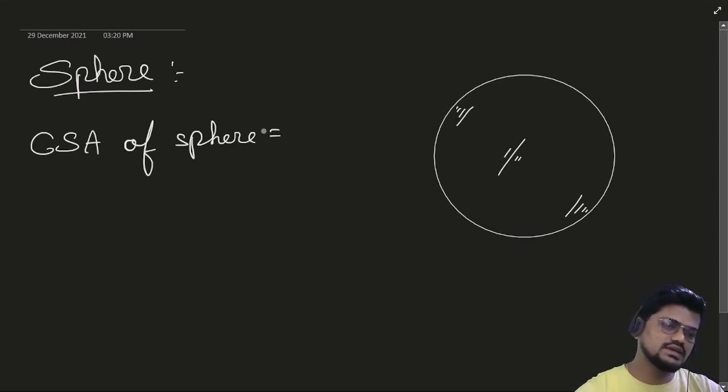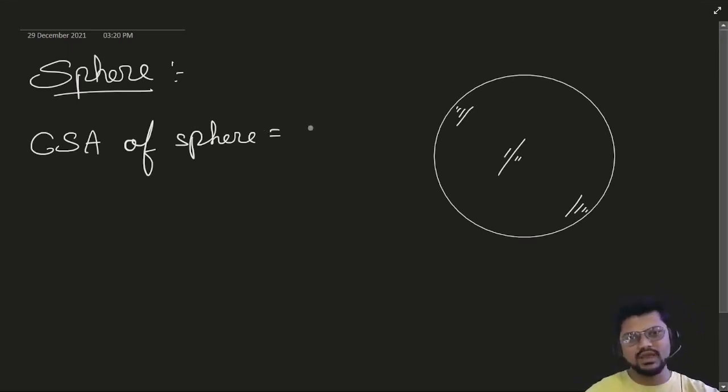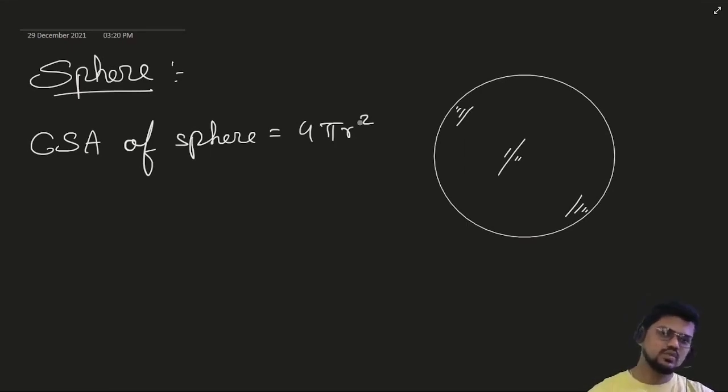The curved surface area will be equivalent to, whatever the radius is, 4 circle areas. That is 4 pi r square. Understood? What is the curved surface area of a sphere? That is 4 pi r square.